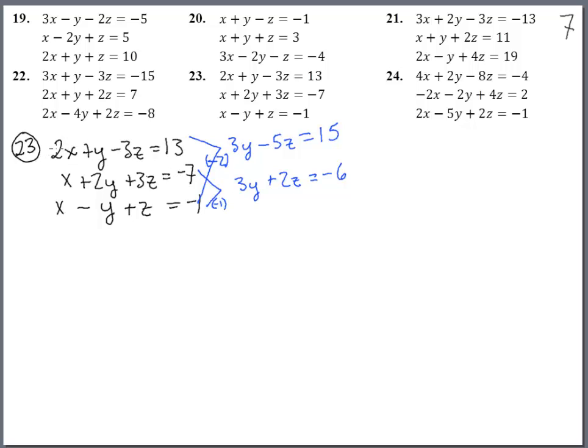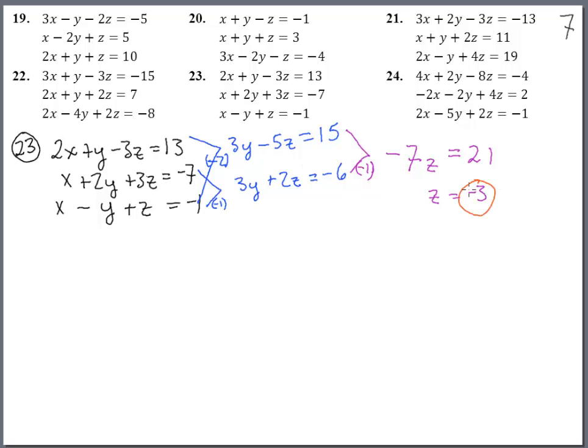Looks like the y's are set up to go next. All we need to do is take this times -1, and it'll turn that into a -3y there. So that gives us -7z equals 15, and a positive 6 is a positive 21. That means divide by -7, z is -3.